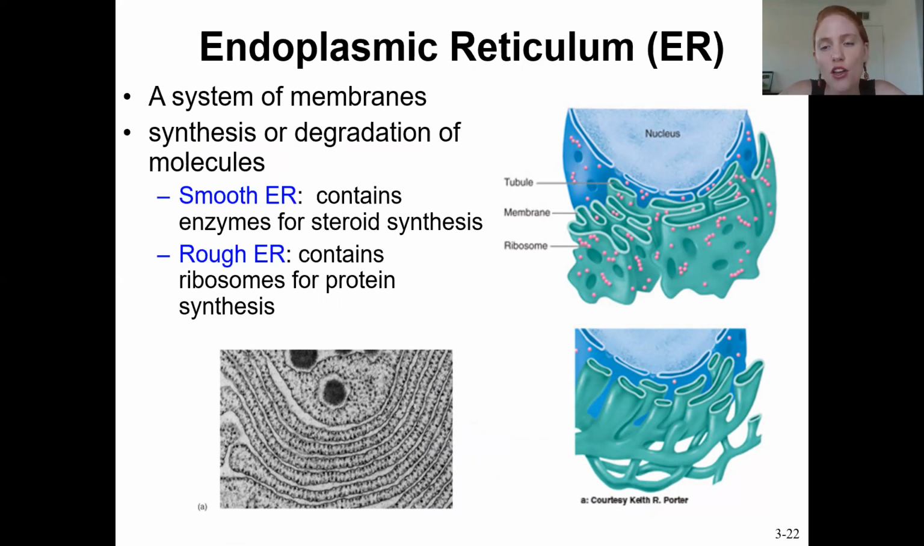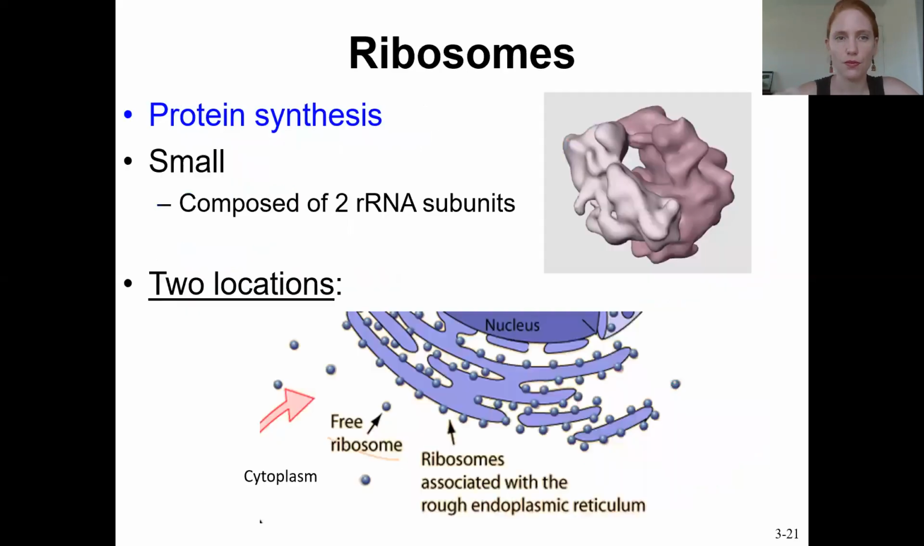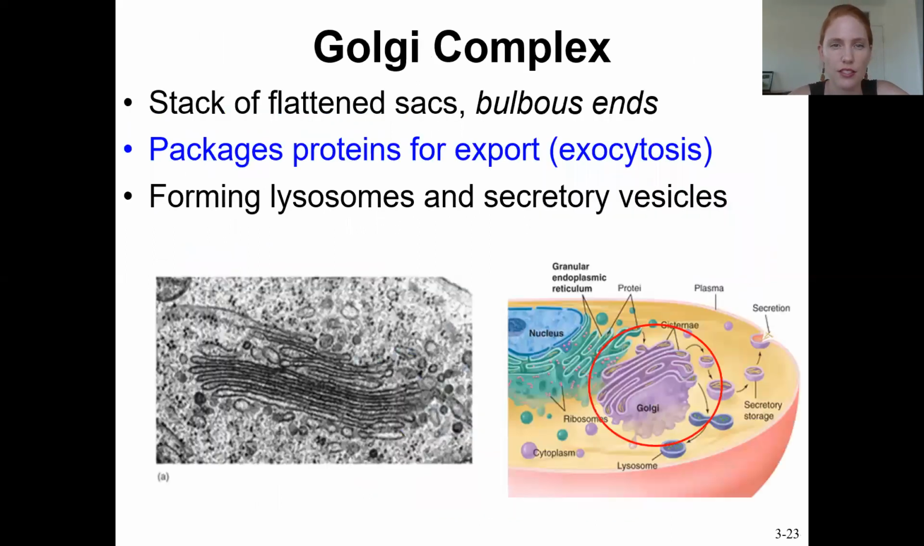The other one is the smooth endoplasmic reticulum. It does not have those ribosomes, and therefore it is not making proteins. It is involved in creating things like steroids and certain types of enzymes, but I'm going to focus on that one less. I definitely need to make sure you understand the rough endoplasmic reticulum more. So, ribosomes make proteins: protein synthesis.